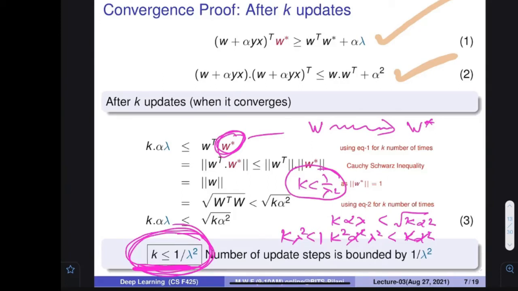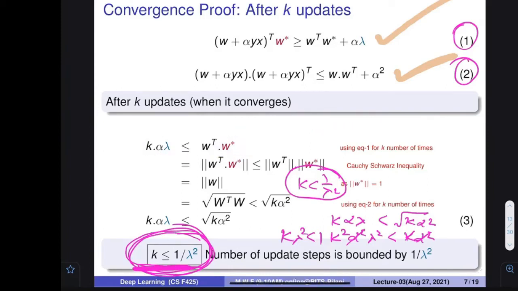Once again, I request you to see the recording. Sir, can you please show how we get k alpha lambda is less than alpha star lambda is less than W transpose W star? Where is that formula? Formula number 1 or 2? That is derived from the first formula after applying it k number of times. This line? Okay, this line is very simple.